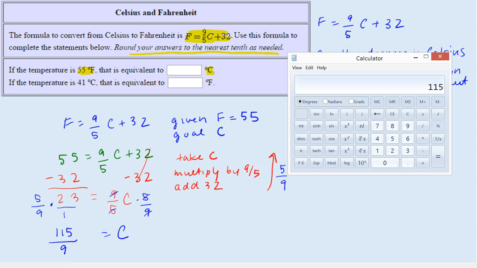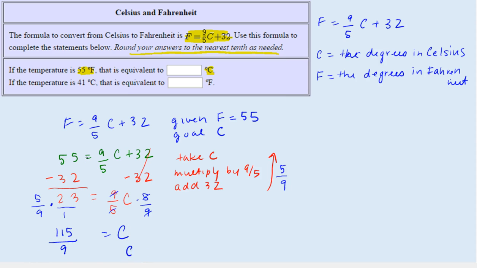Now let's do this division to change it to a decimal. 115 divided by 9 equals, and we're rounding to the nearest tenth, so that's 1 decimal place. Since that digit is bigger than 5, it'll be 12.8. Let me write that under here. C equals 12.8. So, if the temperature is 55 degrees Fahrenheit, that is equivalent to 12.8 degrees Celsius. Let's look at the next problem.